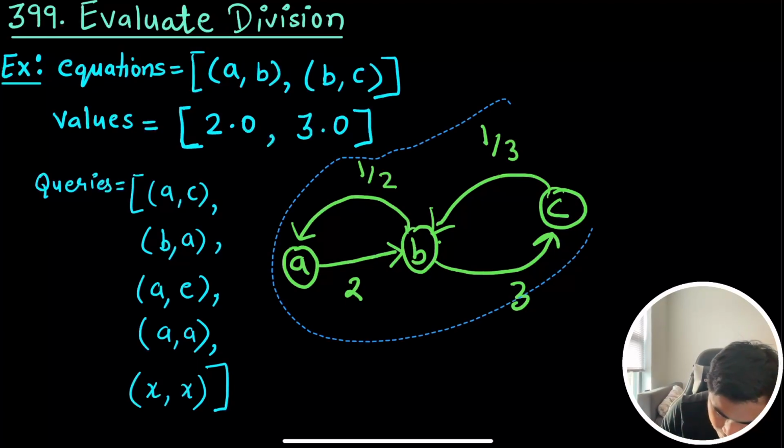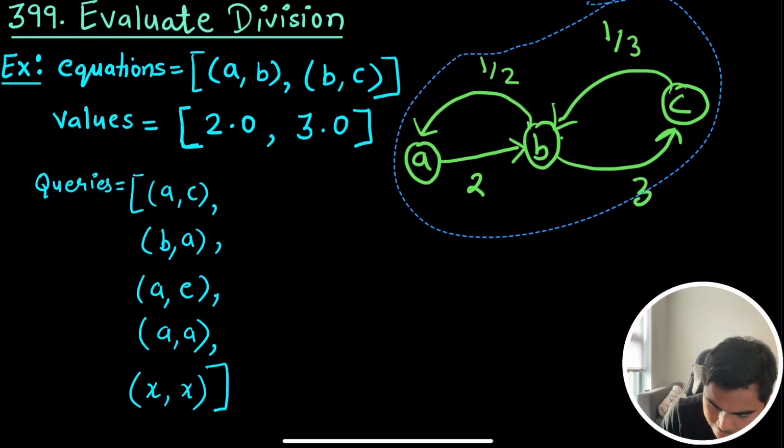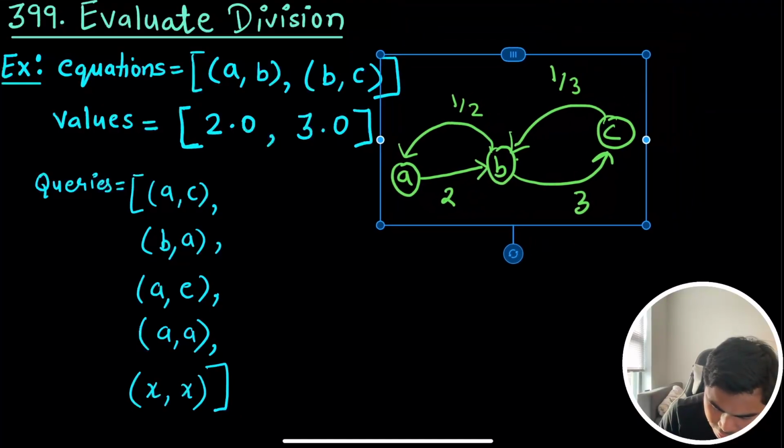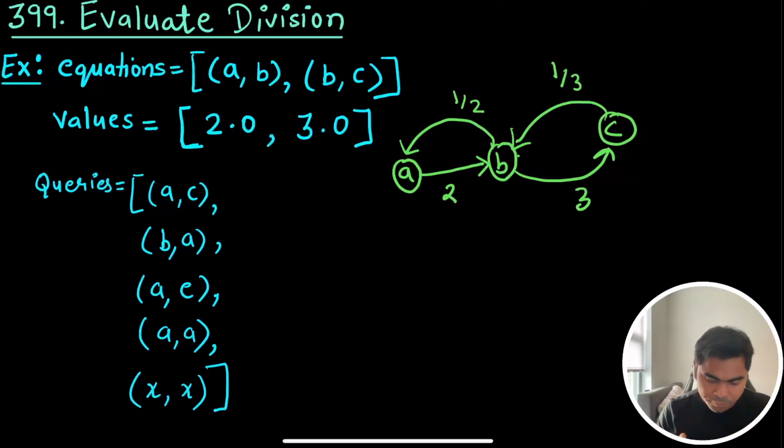Let's say we're calculating answers for this. I'll move this right here, and I might even make it a little smaller. So A to C, is A present in my graph? Yes, it is. Is C present in my graph? Yes, it is. Are they connected? Well, not directly, but indirectly, yes. So what we are going to do is we're going to run DFS on it.